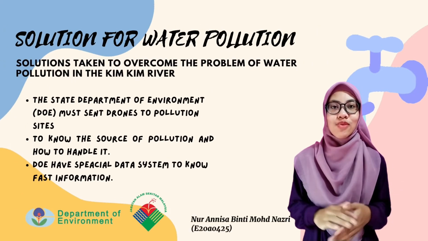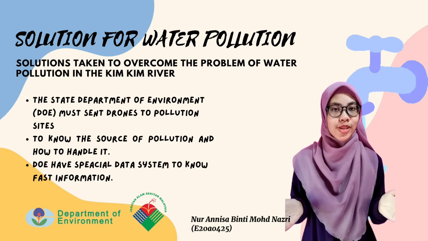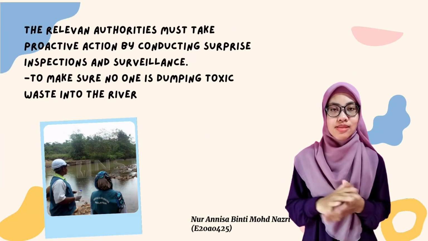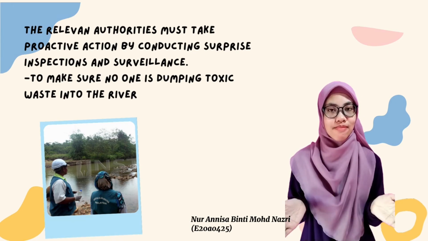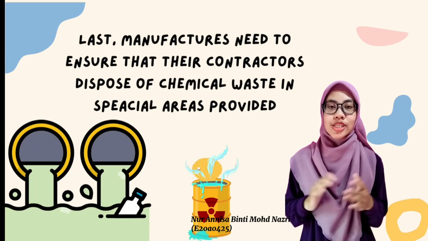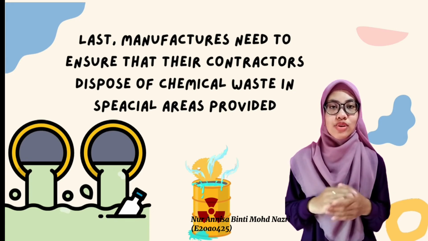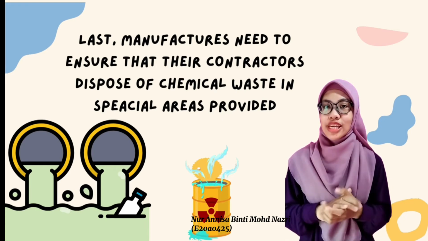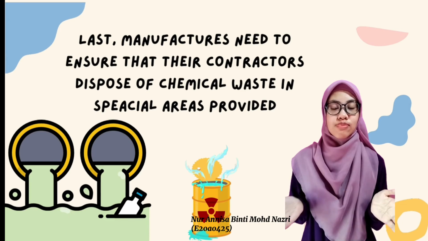The solutions taken to overcome this problem are: first, the State Department of Environment must send drones to monitor the pollution site in Kim Kim River to know the source of pollution. Next, the relevant authorities must take proactive action by conducting surprise inspections to make sure no one is dumping toxic waste into the river. Lastly, chemical waste disposal should be in accordance with existing standard operating procedure rules, where manufacturers need to ensure that their contractors dispose of chemical waste in the special areas provided. In conclusion, responsible parties need to play an important role to make sure this problem can be solved.